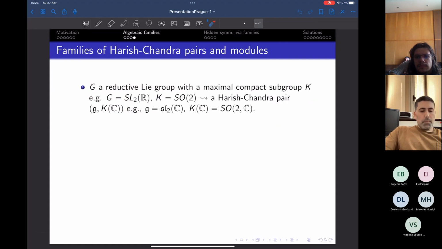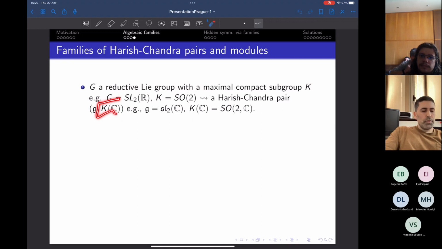Out of this object, which is in the world of analysis, a Lie group, a group which is also a smooth manifold such that all the structure is compatible, you can get something in the world of algebra. One thing you can get in the world of algebra is a Harish-Chandra pair. What is a Harish-Chandra pair? It's a pair consisting of a complex Lie algebra and a complex algebraic group.